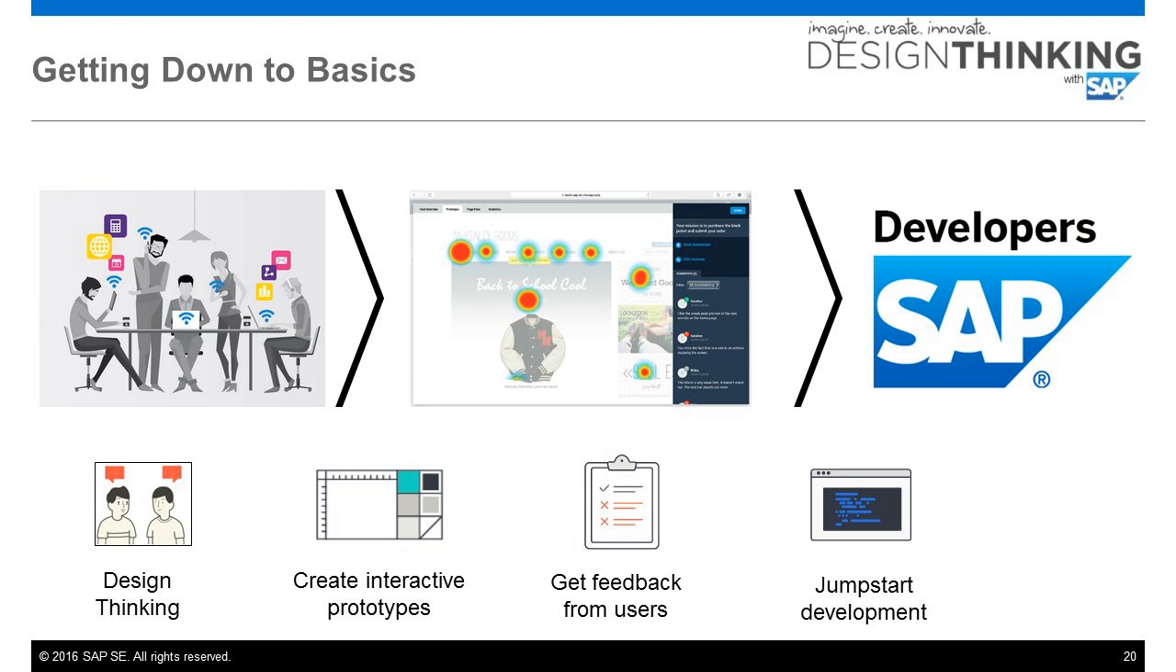So on the left-hand side, I'm going to turn this into three major parts. It's designing, coming up with what it is that we want to create, creating that prototype, then getting user feedback. That's what the center is. It's basically showing you where the users click on the screen, and then providing a very precise set of specifications to the SAP developers about what to make.